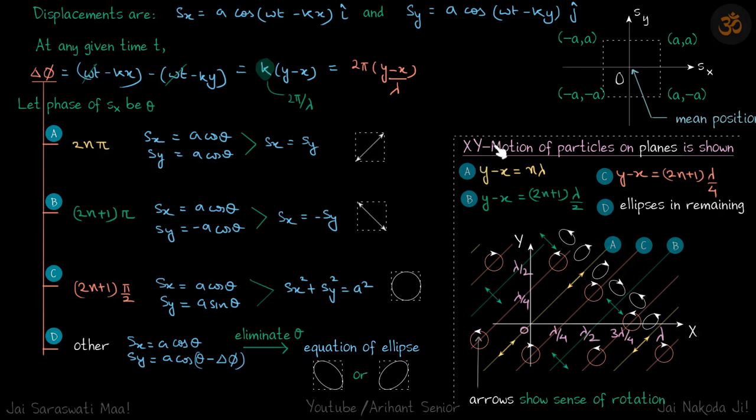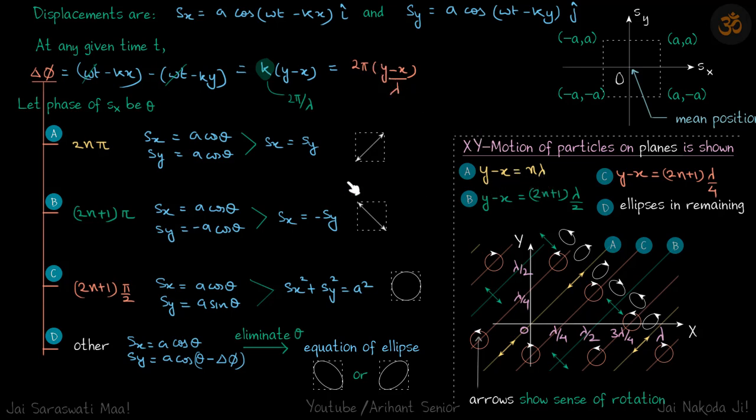Now let's take all these 4 cases, because when we equate this delta phi to any of these 4, we are going to get a relation between y and x. Those loci of points y and x which follow 2π(y minus x)/lambda is equal to 2nπ, whichever points follow that will undergo motion like this. Whichever points follow 2π(y minus x)/lambda is equal to (2n plus 1)π will follow motion like this. Whichever follow 2π(y minus x)/lambda is equal to (2n plus 1)π/2 will undergo circular motion. So let's do that. If we equate 2π(y minus x)/lambda to 2nπ, 2π will get cancelled and you will get y minus x is equal to n lambda.